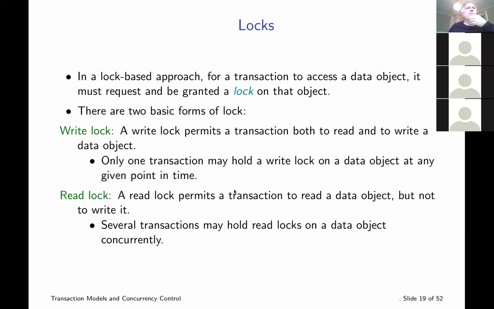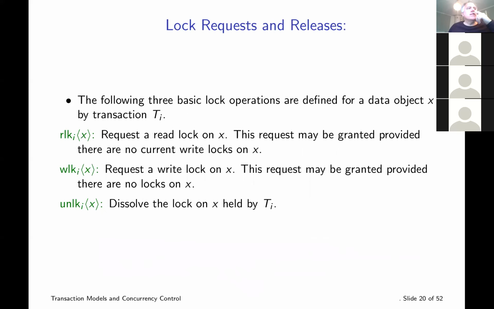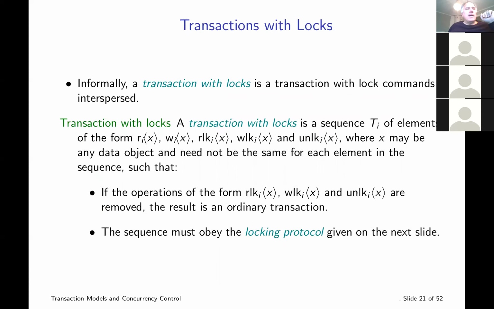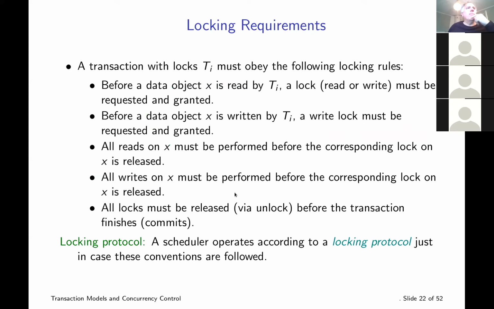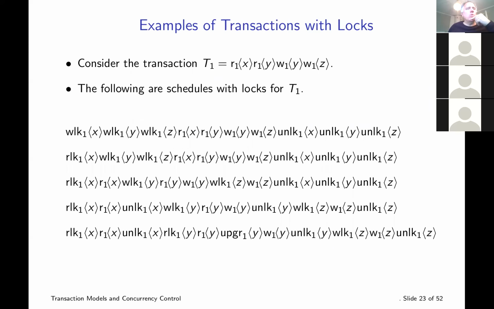So you have write locks and read locks. The way it works is, if you want to do a write, you have to get a write lock. If you want to do a read, you have to get a read lock. If you get a write lock, you're also getting a read lock. And there are unlock operations. So transactions with locks have to follow this locking protocol. You can't run the transaction through if you're not doing the locking, because the system won't let you do it. The schedules become a little more cluttered with this locking stuff, but schedules with locks look much the same.